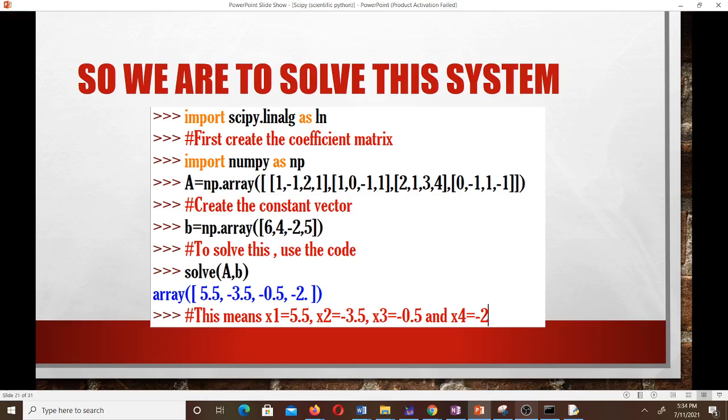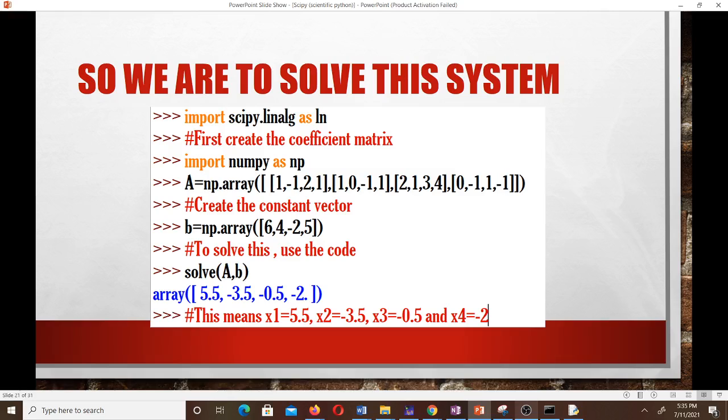So now let's learn how to solve that system of linear equations we had there using Python. So we import scipy.linalg as ln, right? Then we first have to create the coefficient matrix. So we import numpy as np, and A is equal to, so the coefficient matrix was what, 1, minus 1, 2, 1, 1, 0, minus 1, 1, 2, 1, 3, 4, 0, minus 1, 1, minus 1. So by now you should know how to create a matrix in Python using numpy. We've done that. Then we also have to create the constant vector, right? Our b vector, which was 6, 4, negative 2, 5. So now we have it. We have the coefficient matrix, we have the vector b.